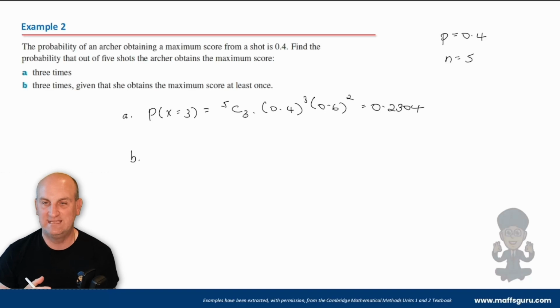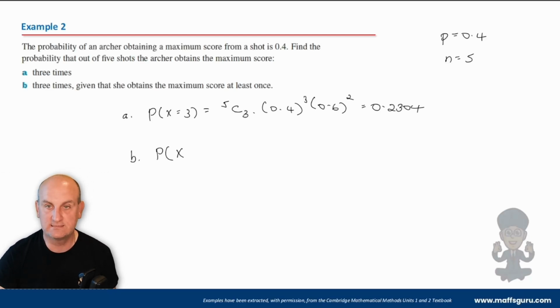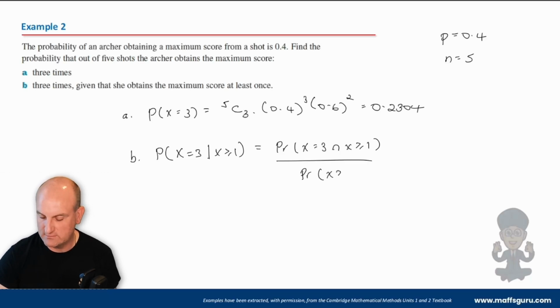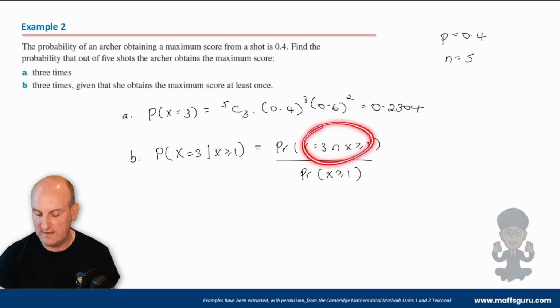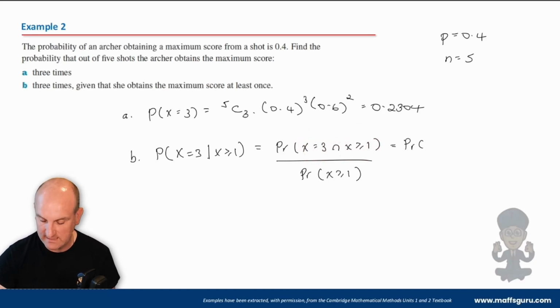So we now want 3 times given that she obtains a maximum score at least once. All right, so we're now looking for the probability that x equals 3, given that x is greater than or equal to 1. In which case that's going to be the probability that x is equal to 3 and x is greater than or equal to 1, divided by the probability that x is greater than or equal to 1. Well, in this situation, it seems fairly clear that these overlap because for x to be 3, it is over 1. So therefore, that becomes the probability that x equals 3. Thank you very much for scaffolding my previous answer.